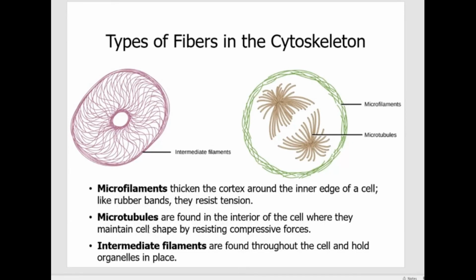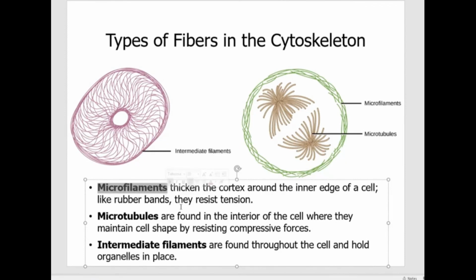There are three types of cytoskeleton fibers. The first one is called microfilaments. They are usually the smallest. They are like rubber bands. So think of rubber bands, and they can resist tension, right? You can stretch the rubber bands, and when you release the pressure, they go back. So they resist tension.